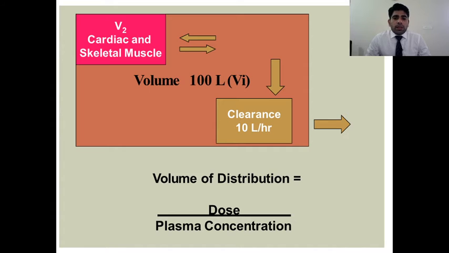So now let's talk about volume of distribution, how you can calculate it if we know the dose and the plasma concentration of the drug at a particular time or after a particular time. So we can also estimate the volume of distribution by dividing the dose by the plasma drug concentration. So this is all about the calculation of volume of distribution.